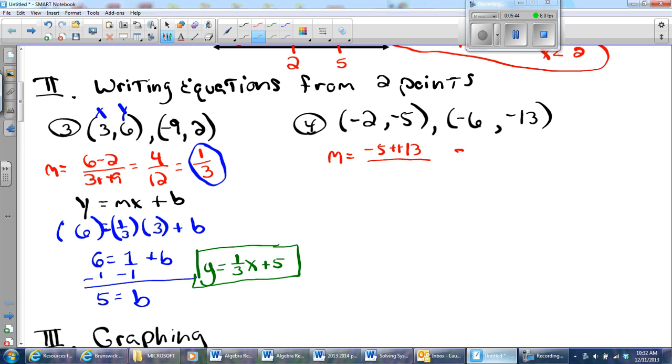Okay, that's going to be an 8. My denominator is going to have negative 2 minus negative 6, which I believe will be 4. And so that'll simplify to 2. So my slope is 2.